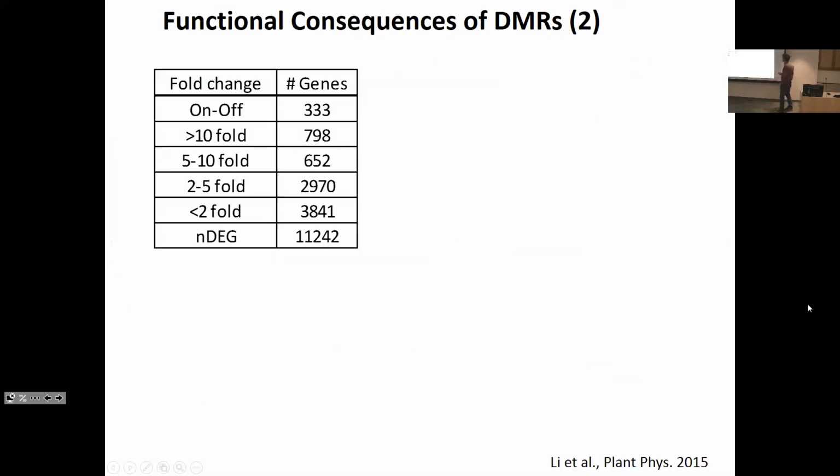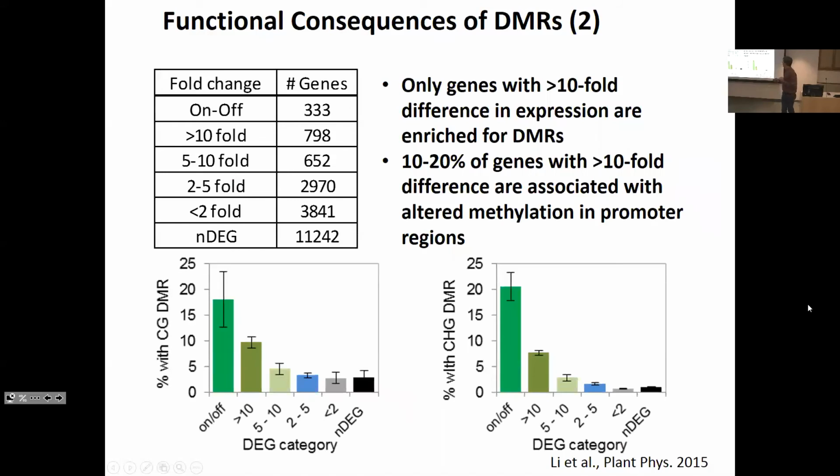The other way we looked at this, which I think I like better after I've thought about them both for a while, was to start not from the DMRs, but from expression change. So if I take all of the genes and I sort them into being non-differentially expressed, being slightly changed, 2 to 5-fold change, all the way to being on-off states. And then we look at how often do they have a methylation change over their promoter.